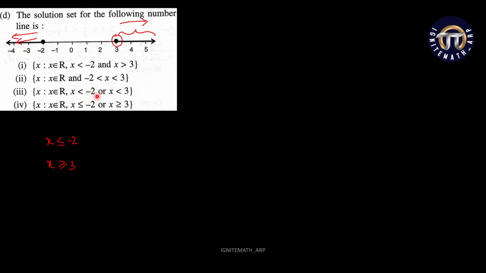This is not possible because it says x is smaller than minus 2. Right, smaller than minus 2. If it were there, then the circle on minus 2 would not have been darkened, but they have darkened it. So the third option is also not possible and the right option is the fourth option. Okay, the fourth option is the right answer. Clear, children? Right, so now let me go to the next question.